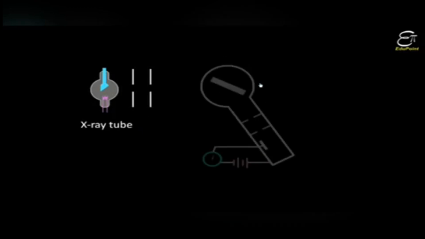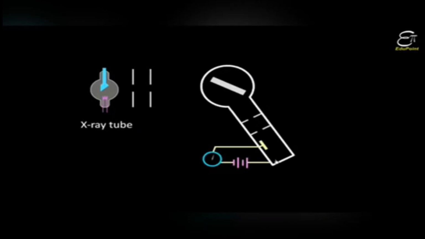Discuss the Bragg's X-ray diffractometer. The essential parts of a Bragg spectrometer are a source of X-rays, a crystal held on a circular table which is graduated and provided with vernier, and a detector called ionization chamber.